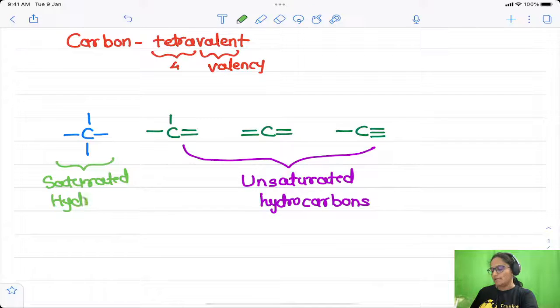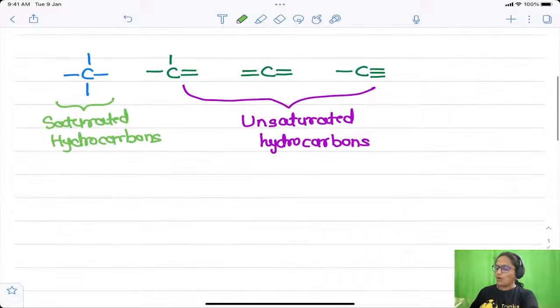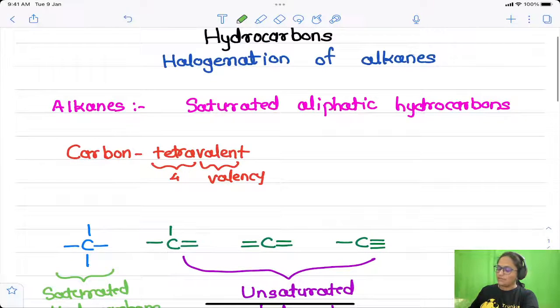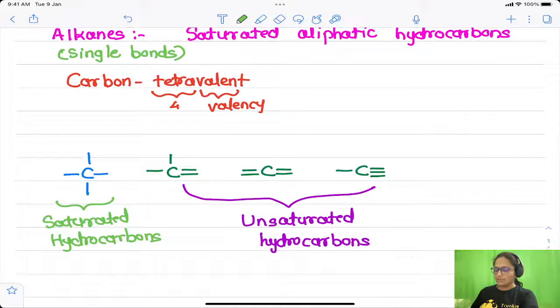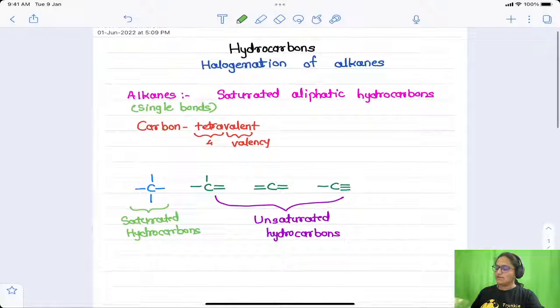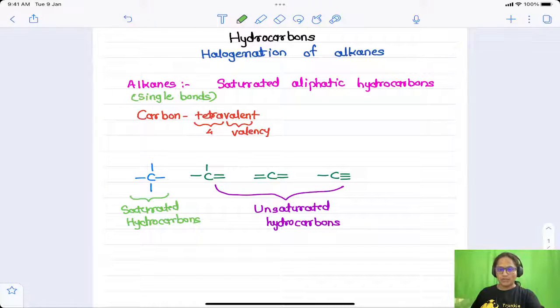In case of alkanes, which we have already discussed, all the bonds are single bonds only. What type of single bonds? Carbon to carbon single or carbon to hydrogen, but only single bonds are present in alkanes. Therefore, alkanes are known as saturated aliphatic hydrocarbons. Alkenes and alkynes are known as unsaturated aliphatic hydrocarbons. I hope you got this.